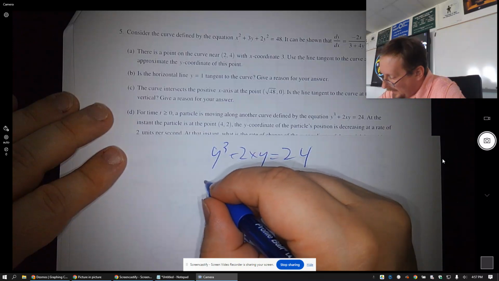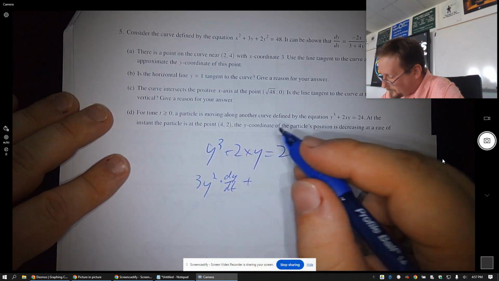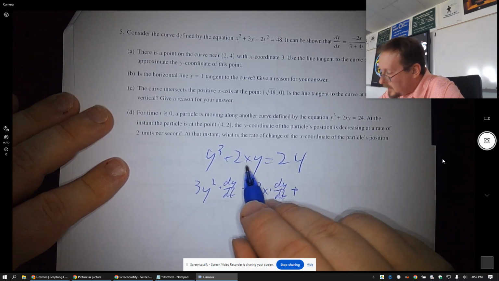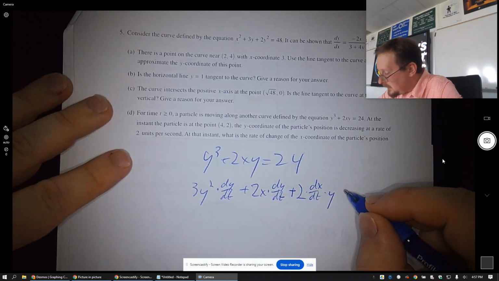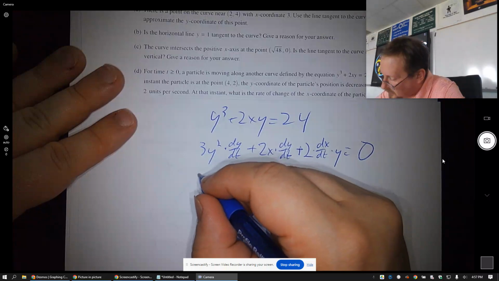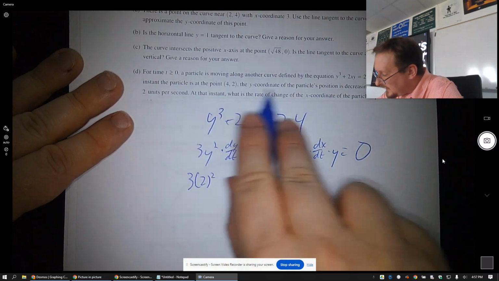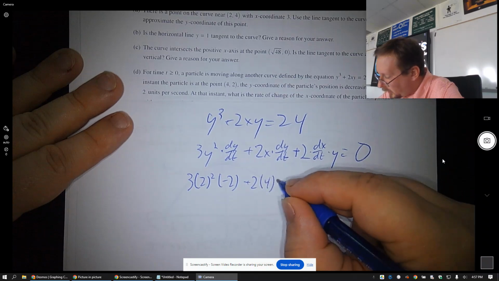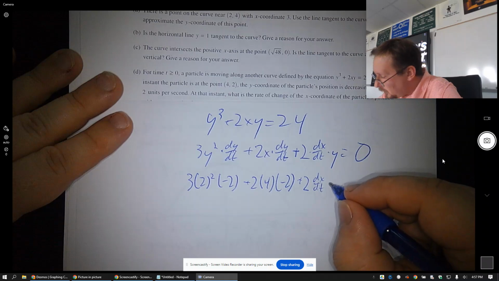Okay, the derivative of y cubed is 3y squared dy/dt. And this is a product rule. 2x times the derivative of y is dy/dt. Then the derivative of 2x is 2 dx/dt times y, and then that's 0. Okay, so now, 4 comma 2. So then 3 times 2 squared times dy/dt, which is decreasing at a rate of 2 units per second, so negative 2, plus 2 times x, which is 4, times dy/dt, which is negative 2, and then 2 dx/dt is what I want to know, times y, which is 2.